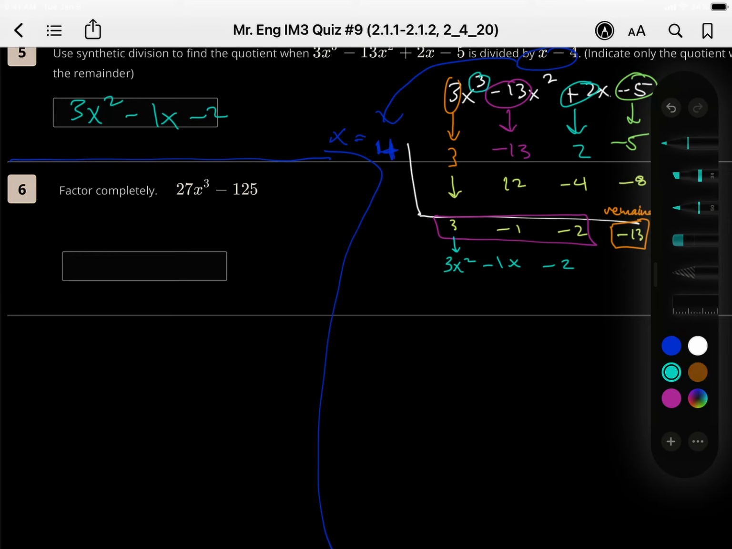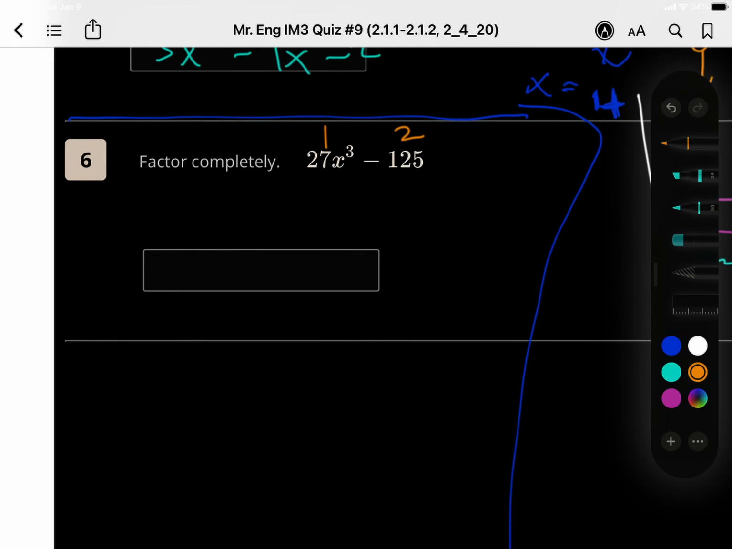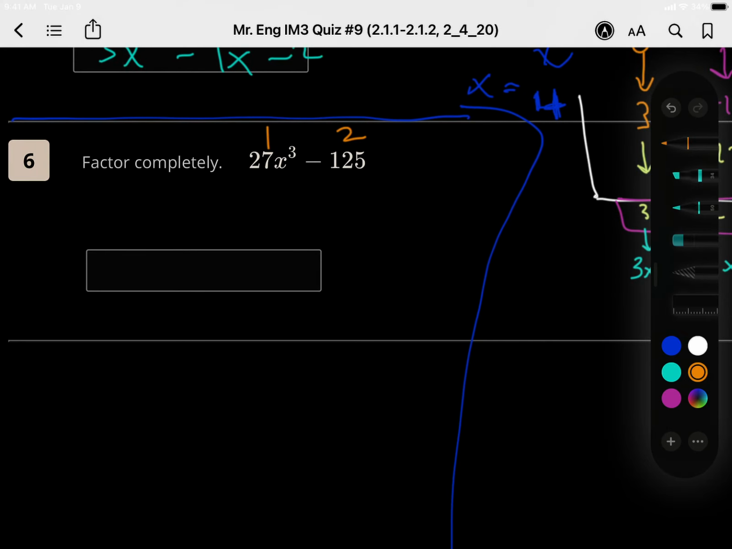And question number 6, factor completely. You should be counting the number of terms if you take out the greatest common factor. There is no greatest common factor between 27 and 125, so I have 2 terms here. And if you only have two terms, you're thinking, is it the difference of squares? So let me put out my options here. Difference of squares, or is it the sum and difference of cubes? I'll just call this difference of cubes or sum of cubes. Which one of these? Well, obviously I see a power of 3, so I'm going to be using one of these and not this one.